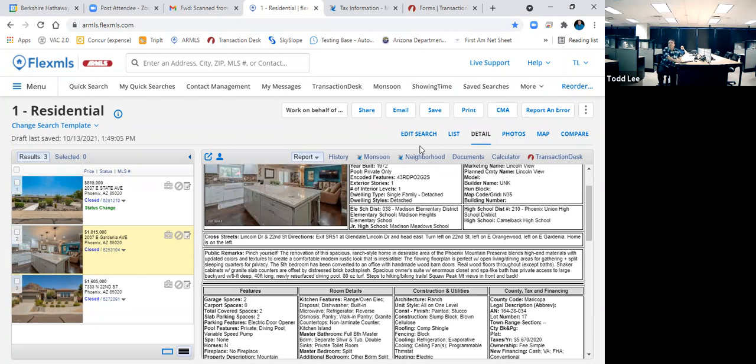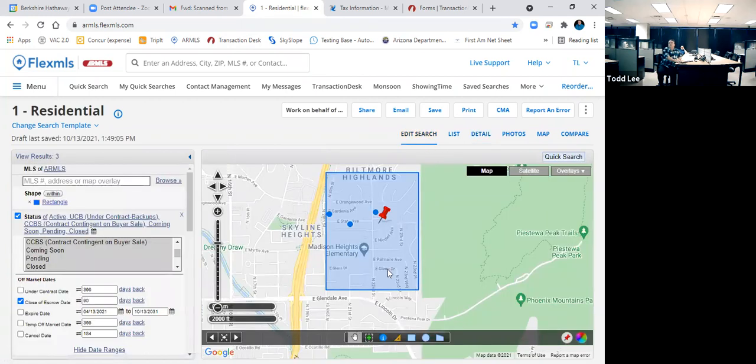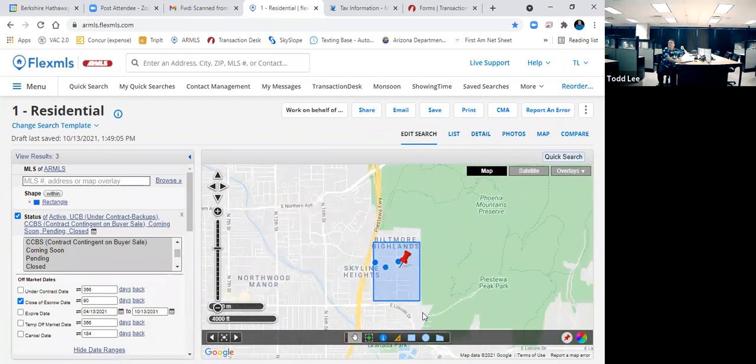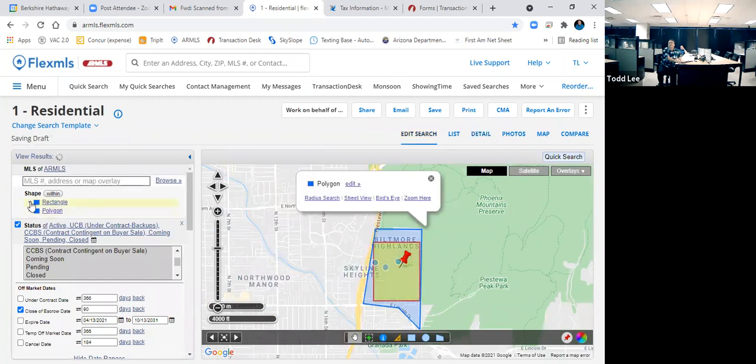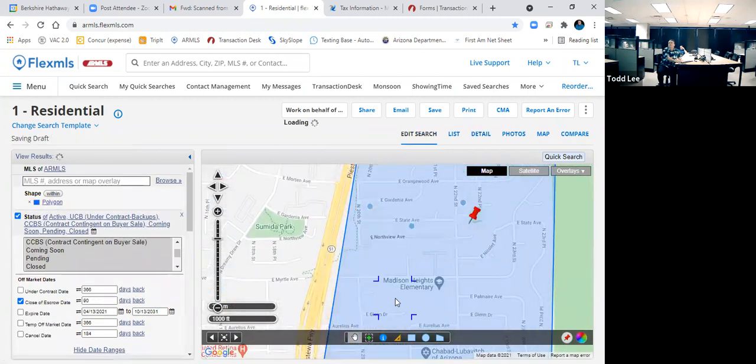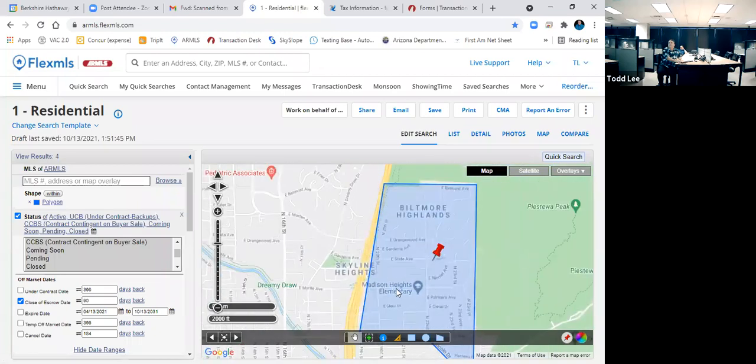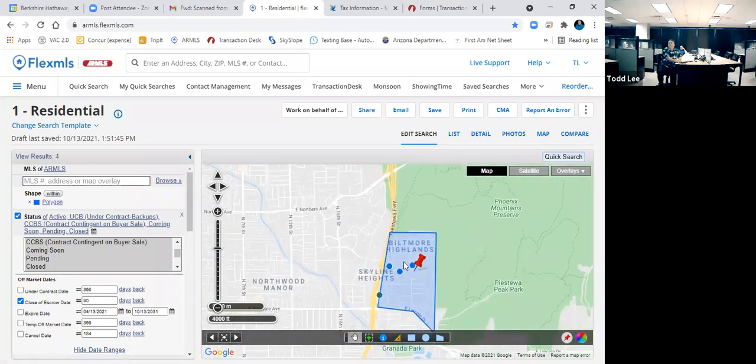But I can always easily go in here and edit my search, and I can change my search area. Let's just say we're going to go in here and change this. We want to pull everything in this area. You might be able to pull a little wider, and that's a view lot to the max too, so it's hard to figure out what that's worth.